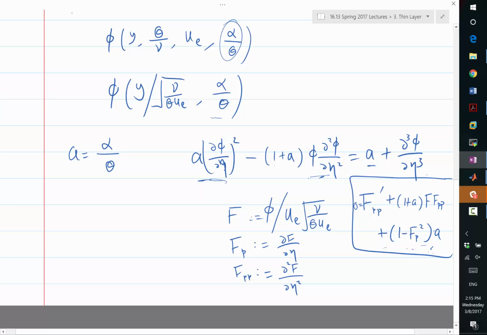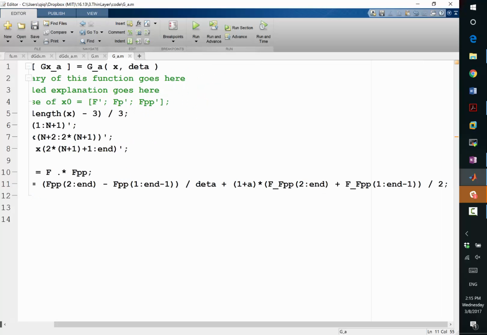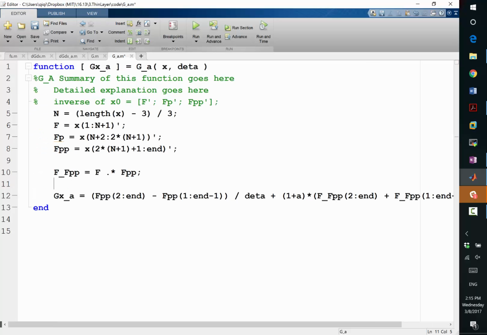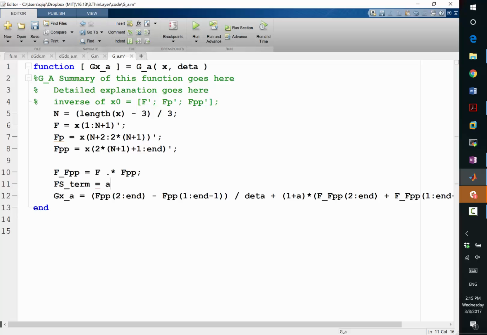How do we modify that? First, we have a 1 plus A in the F times FPP, so let's put a 1 plus A here. That's the approximation to F times FPP. But then there is an additional, let's say, Fs term. The Fs term is this additional one: 1 minus Fp squared, times A. So we have A times, well, this needs an A. A times what? 1 minus.